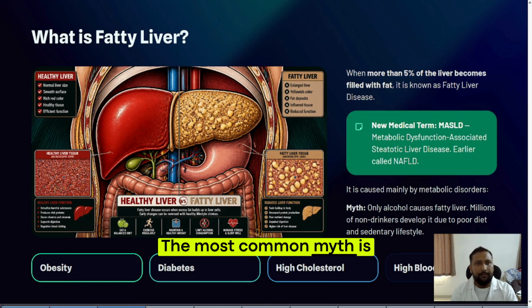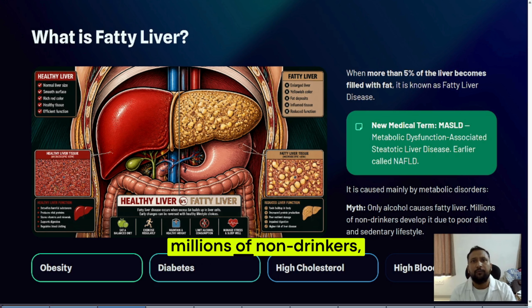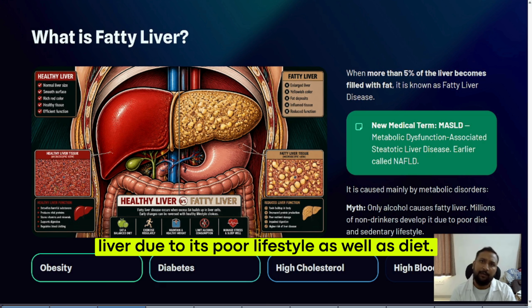The most common myth is that fatty liver occurs only in alcoholic persons, but this is completely wrong. In a recent survey, it was found that millions of non-drinkers, non-alcoholic people, develop fatty liver due to poor lifestyle as well as diet.